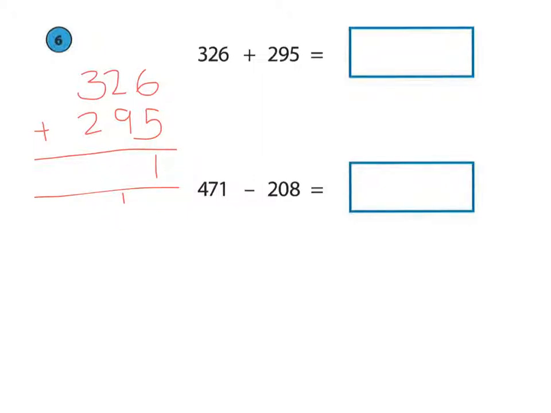I'm next going to add the numbers in my tens column. So I have 2 plus 9, which is 11. Add on the 1 here is 12. I'm going to put my 2 here. I'm going to carry over the 1. Finally, I'm going to add up this column here. 3 plus 2 plus 1 gives me 6. So the answer is 621.